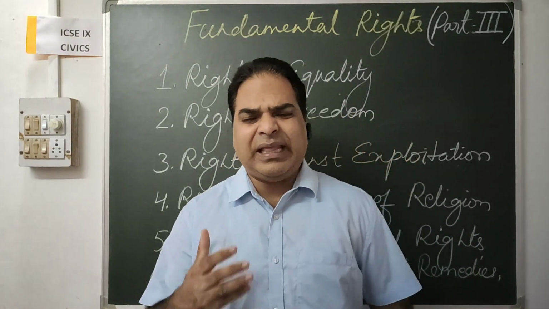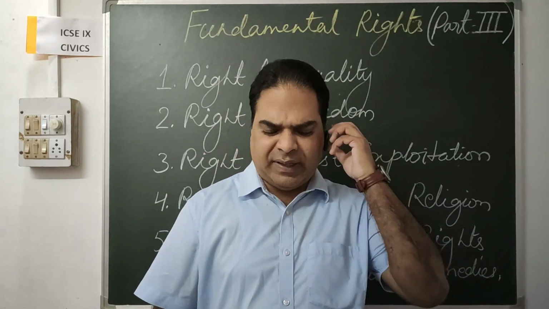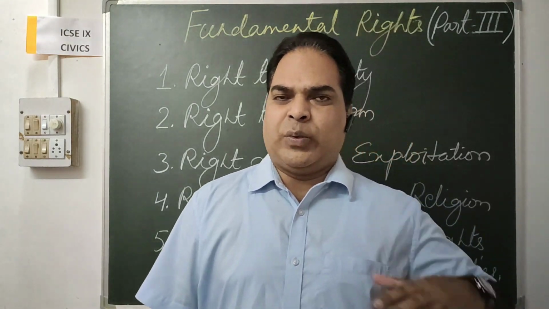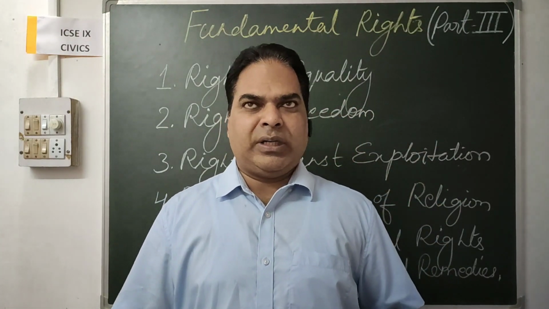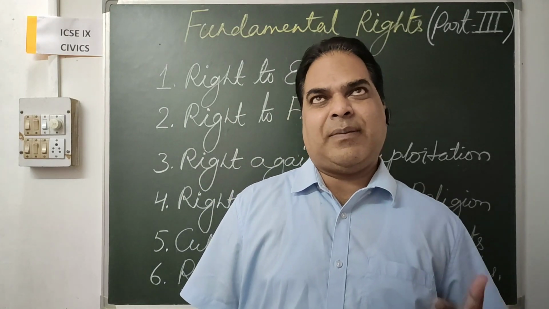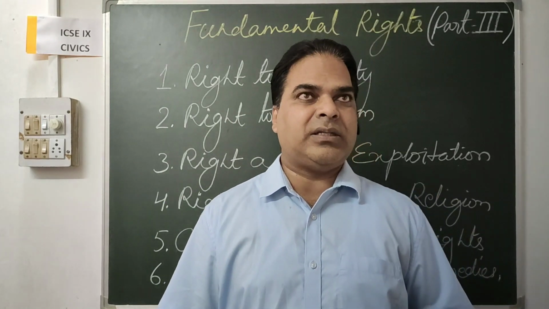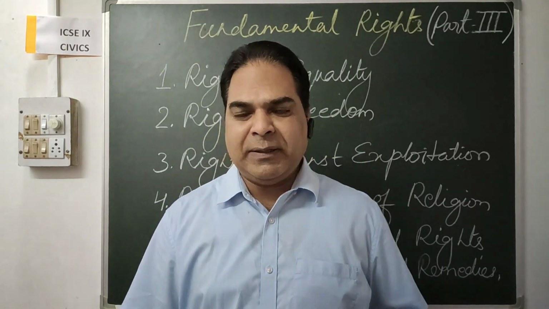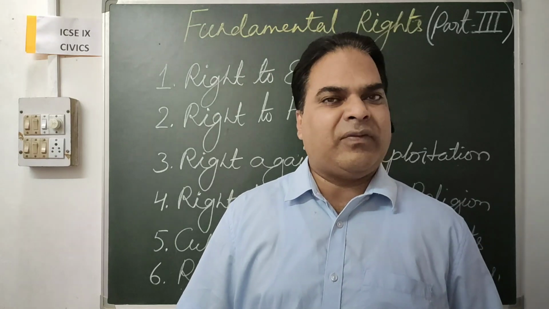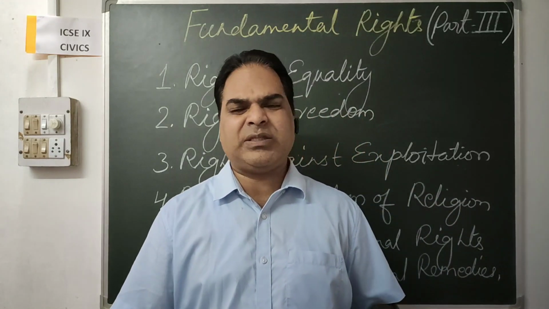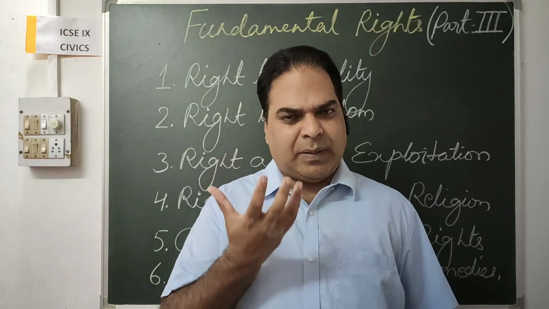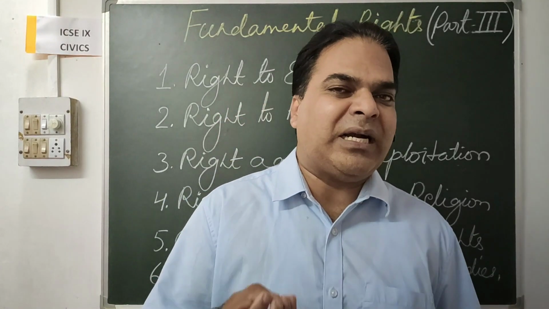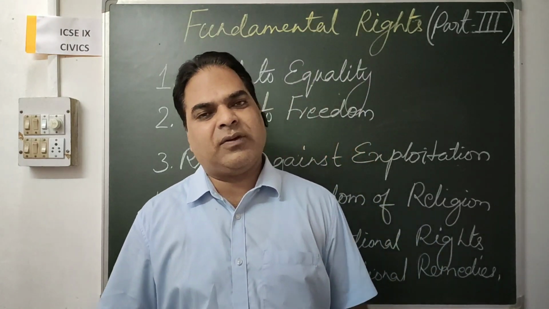In the previous class of civics, I told you about the number of parts in the Indian Constitution. When our constitution was enforced, altogether 395 articles, 8 schedules and 22 parts were there, and right now we have 25 parts. Parts are like chapters: chapter number 1, 2, 3, 4, 5, 6. In chapter number 3, that is part 3 of our constitution, we find fundamental rights.